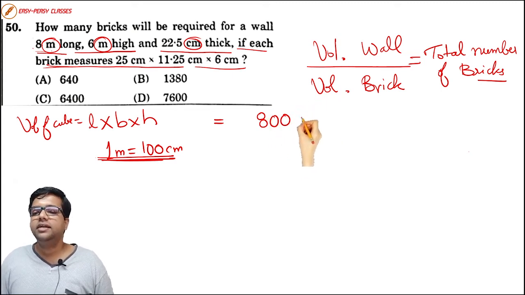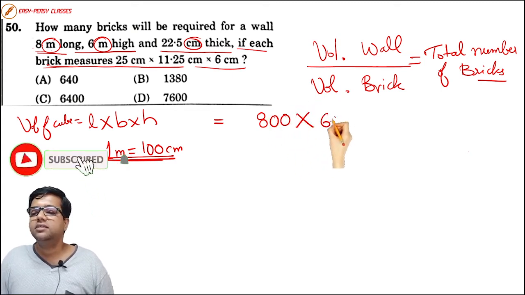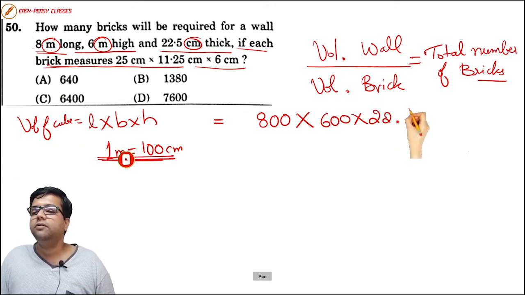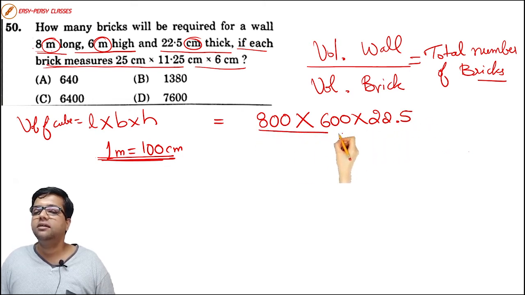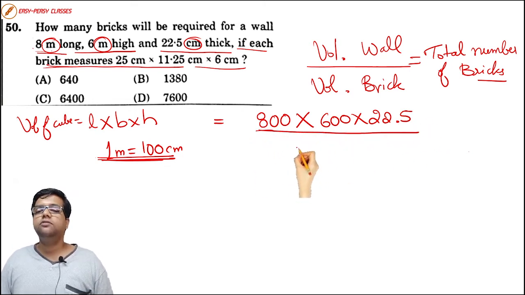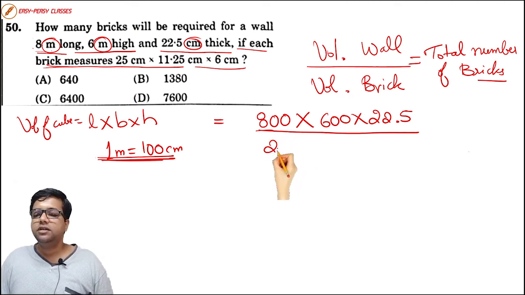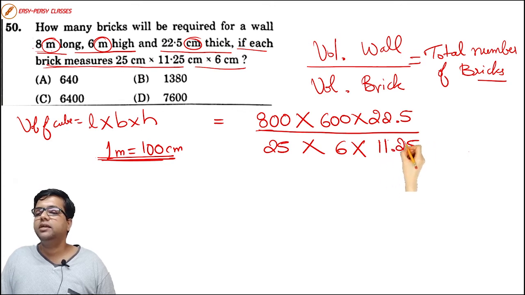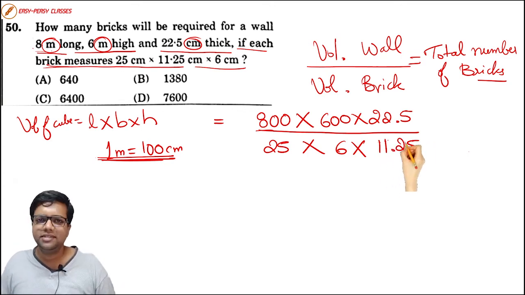Okay, 8 meter is 800 centimeter, into 6 meter height, 600 centimeter height, into 22.5 centimeter thick, which is to be divided by the volume of brick. The volume of brick is 25 centimeter into 11.25 centimeter into 6 centimeter. Okay, so I will just interchange these values. I will write 6 first and I will write 11.25 centimeter at the end, which makes no difference, right? In multiplication you can interchange the terms.